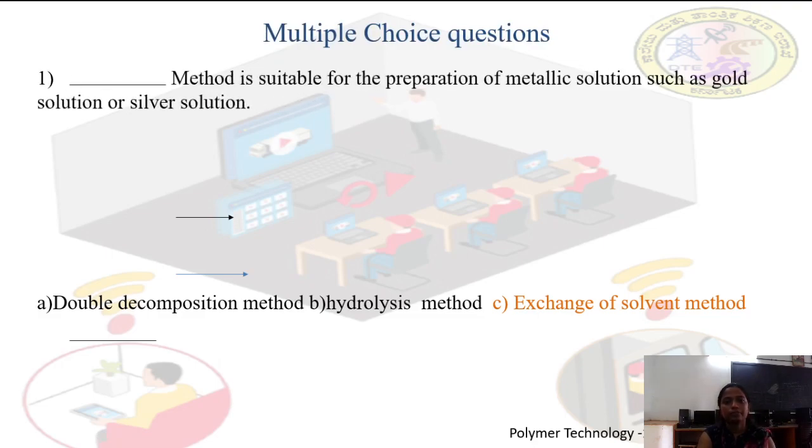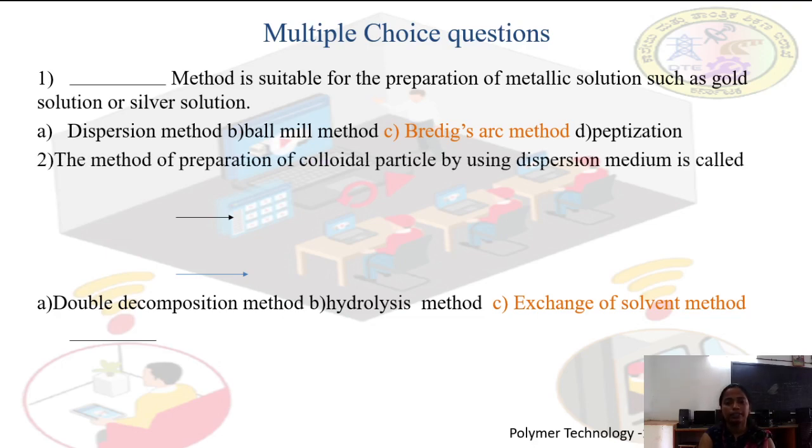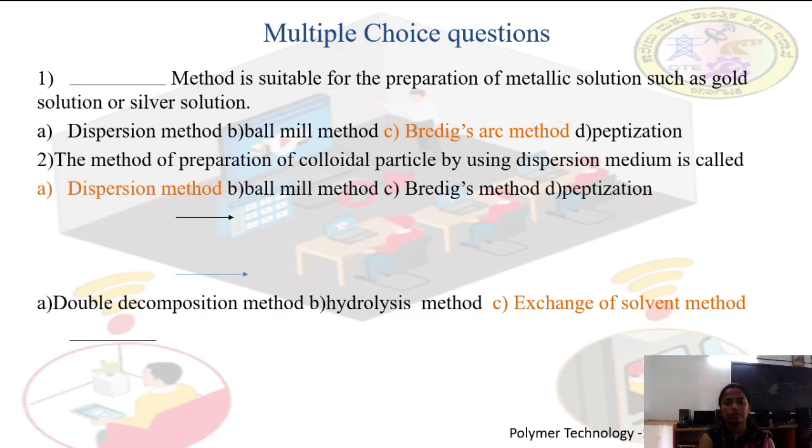Multiple choice questions. Dash method is suitable for the preparation of metallic solutions such as gold solution or silver solution. A. Dispersion method, B. Ball mill method, C. Bredig's arc method, D. Peptization. Answer is C, Bredig's arc method. Next: the method of preparation of colloidal particles by using a dispersion medium is called: A. Dispersion method, B. Ball mill method, C. Bredig's arc method, D. Peptization. So A, dispersion method.